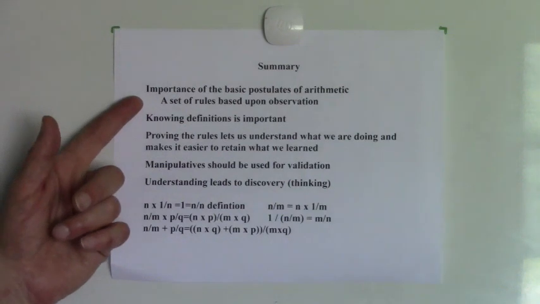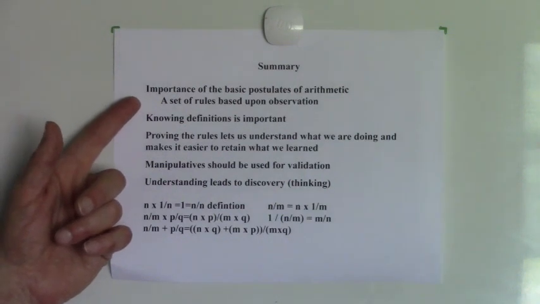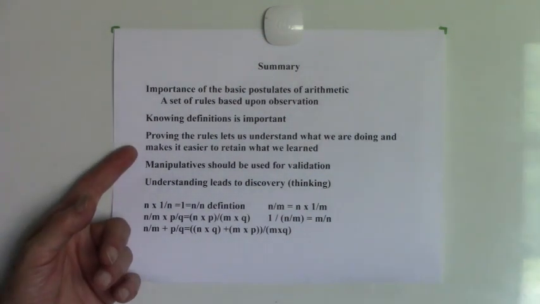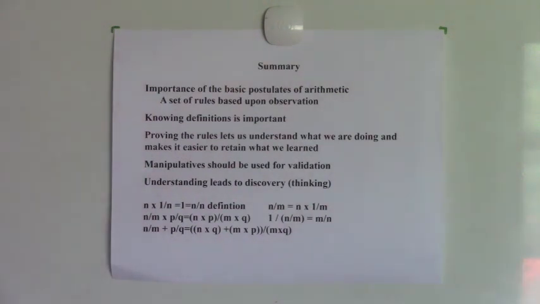So first we talked about the importance of the basic postulates. These set up the rules, and these rules are based upon observation. Okay, all operations are not necessarily commutative, as we saw with division and we would see with subtraction. Knowing definitions is important. Proving the rules lets us understand what we're doing and makes it easier to retain what we've learned.